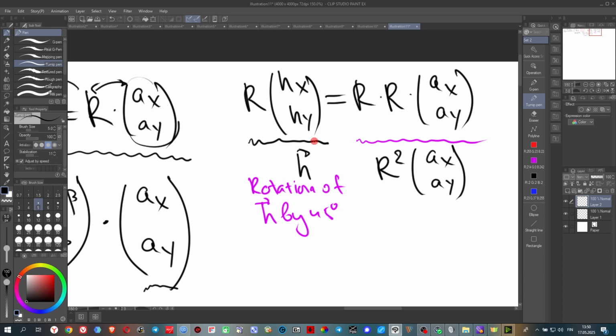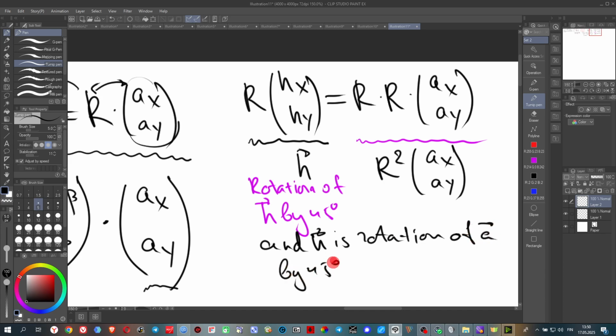So it's kind of a double rotation. Let's write it down: h is a rotation of a by 45 degrees. So basically what happened here, we rotate the new vector by 45 degrees, but the new vector itself is a rotation of an old vector by 45 degrees.